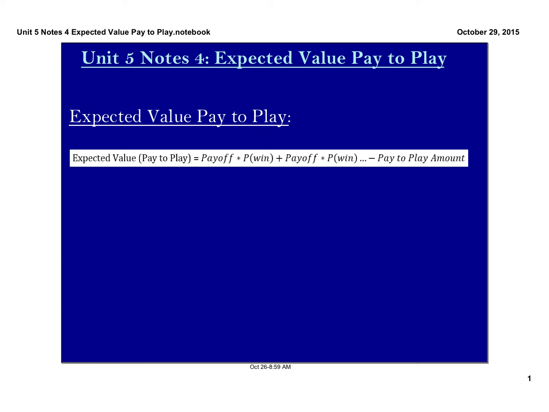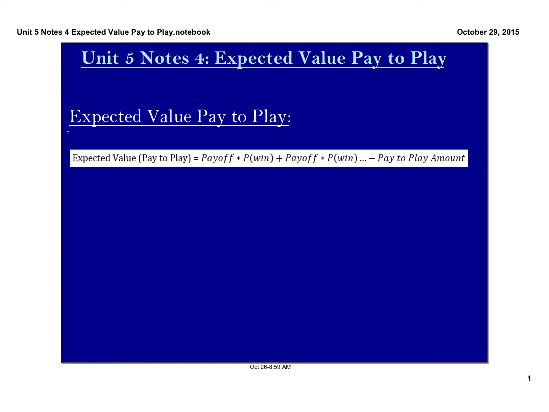So yesterday we talked about expected value betting, where we were placing a bet on something, and if we won, we got certain payouts. And when you bet, you get your money back with your win. Now, expected value pay to play, here's the difference.